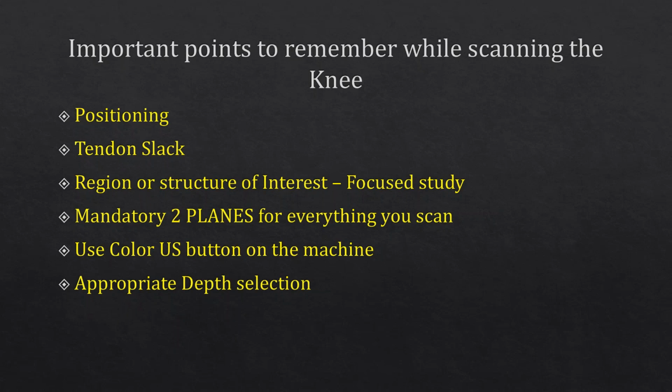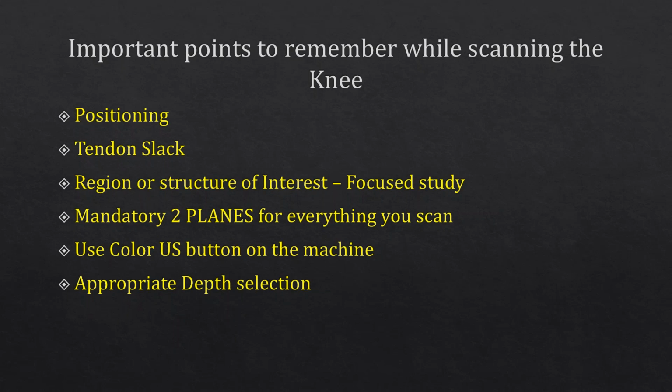And make sure you're always using the color ultrasound button on your machine. You want to see the vasculature. That color Doppler button can be used to see if there are any vessels around, and also to see any inflammation. So if you have a case where there is synovitis or tenosynovitis, there is a thickened synovium with vasculature inside it, and you can see that vascularity on the color Doppler.